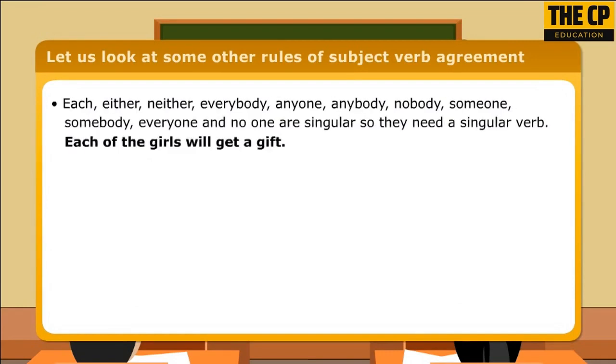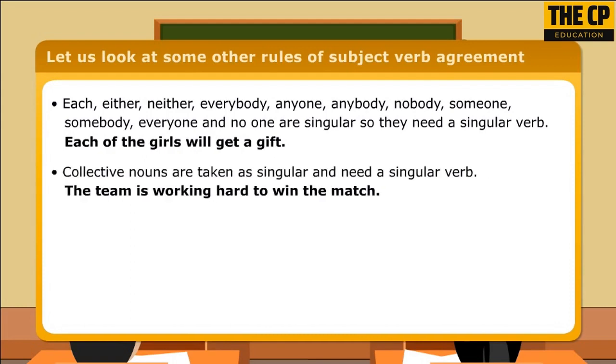Each, either, neither, everybody, anyone, anybody, nobody, someone, somebody, everyone, and no one are singular, so they need a singular verb. Each of the girls will get a gift. Collective nouns are taken as singular and need a singular verb. The team is working hard to win the match.